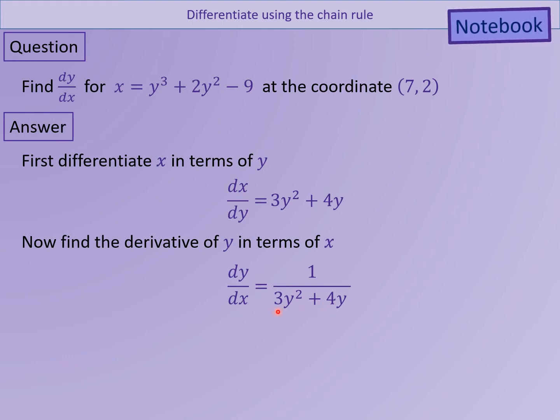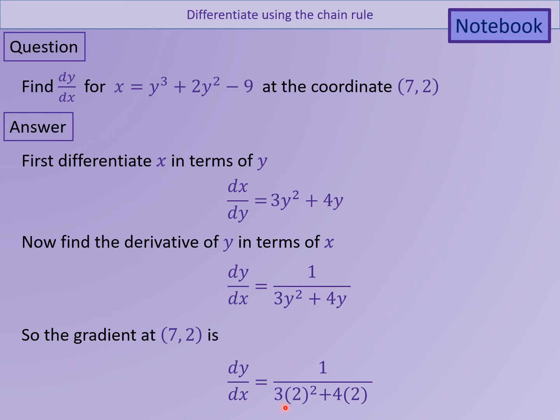What do we do next then? Well, I want to work out the gradient at (7, 2). Notice I've got it in terms of y. So what will I do to work out the gradient? I put the y value into this. So I'm using y equals 2. I substitute it into the function, and therefore I get 1 over 20. It makes no difference that I used the y value instead of the x value. I can still work out the gradient at that given point.